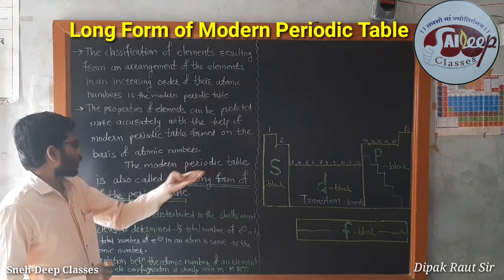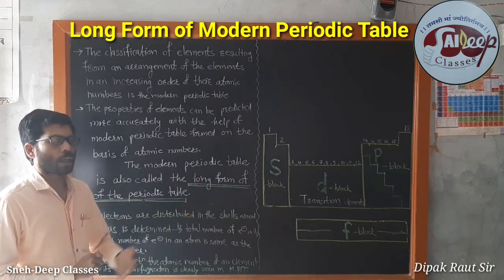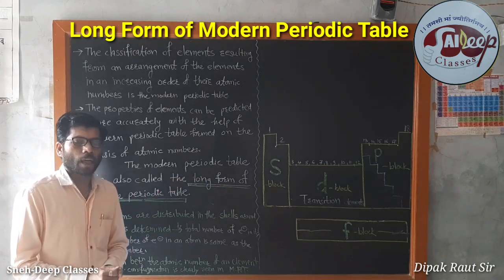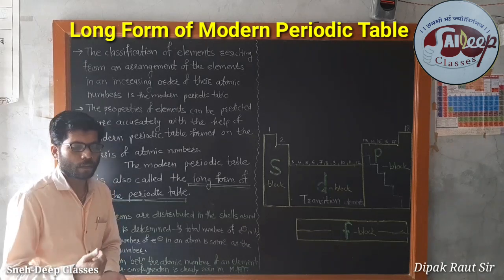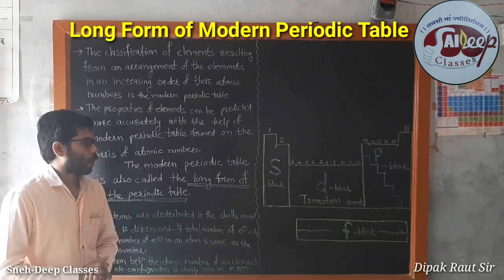The modern periodic table is also called the long form of the periodic table. The periodic table that we prepared, that periodic table we now call the long form of the periodic table.